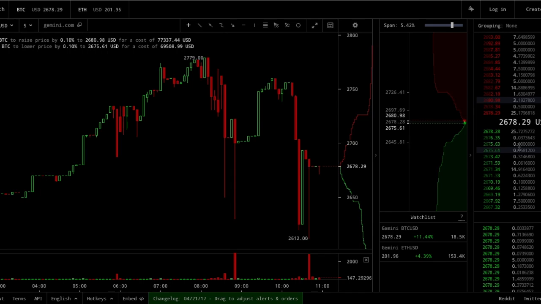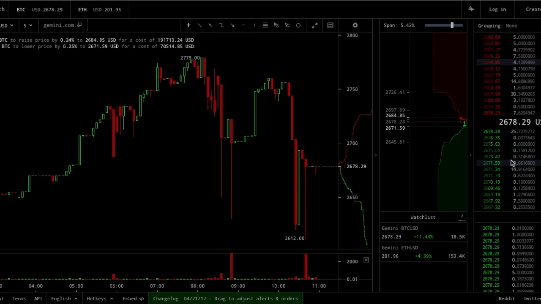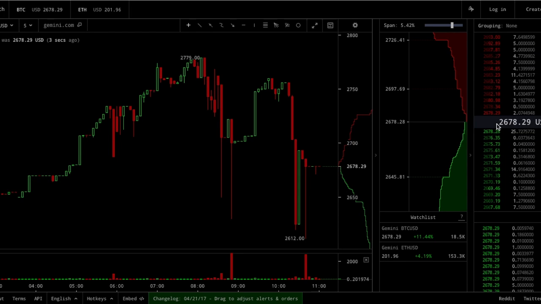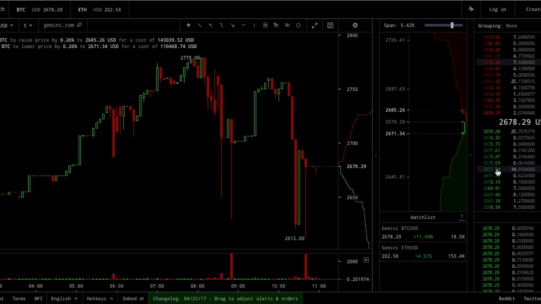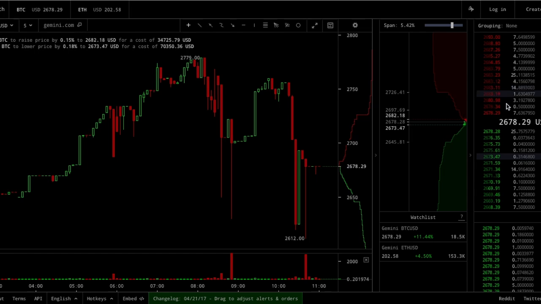This shows how many bids, the green, and how many offers or asks. Offer and ask is the same thing. There are in the market. A bid is simply a limit order to buy, and an offer is simply a limit order to sell. All bids will be below last traded price. This is last traded price right here, 2678.29. All bids will be below last traded price, and all offers will always be above last traded price.